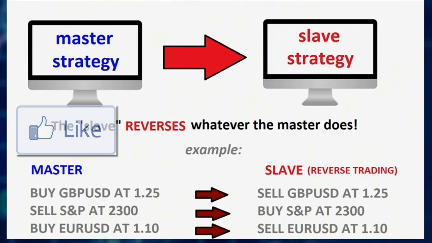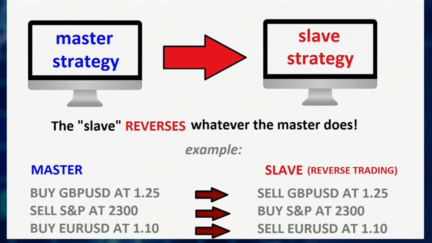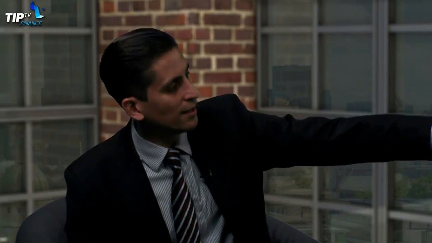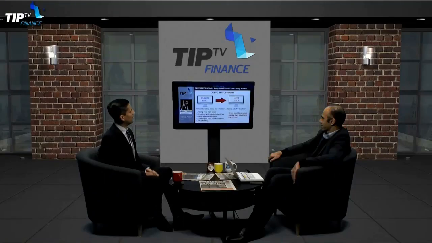Just as an example, Zach, imagine somebody went long, or bought pound dollar at 125. The slave would just do the opposite, sell pound dollar at 125, the same size. Selling S&P at 2300 on the master, the slave would do the opposite, buy the S&P, and so on and so on. I want to just ask your viewers, have a think about what you think the result would be based on this. Okay, but let's continue to the next slide.